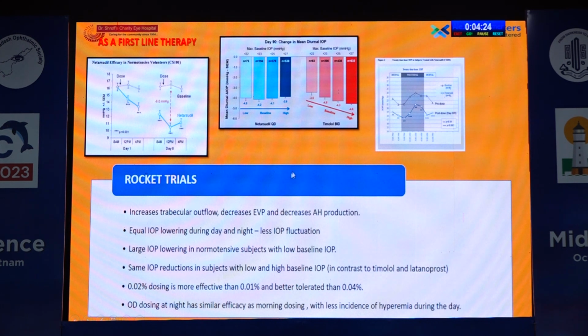And they found that it had all the different mechanisms of action. It did not cause any aqueous humor IOP fluctuation during the day, so it acted equally during day as well as night. And what was surprising was that while timolol and latanoprost had higher IOP lowering at higher IOPs, like in the range after 22 millimeters of mercury, this acted equally throughout the IOP. So it also had a higher IOP lowering in normotensive individuals with low baseline IOP. And the dosing at night was preferred because the conjunctival hyperemia, which is known with these drugs, disappeared during the night.